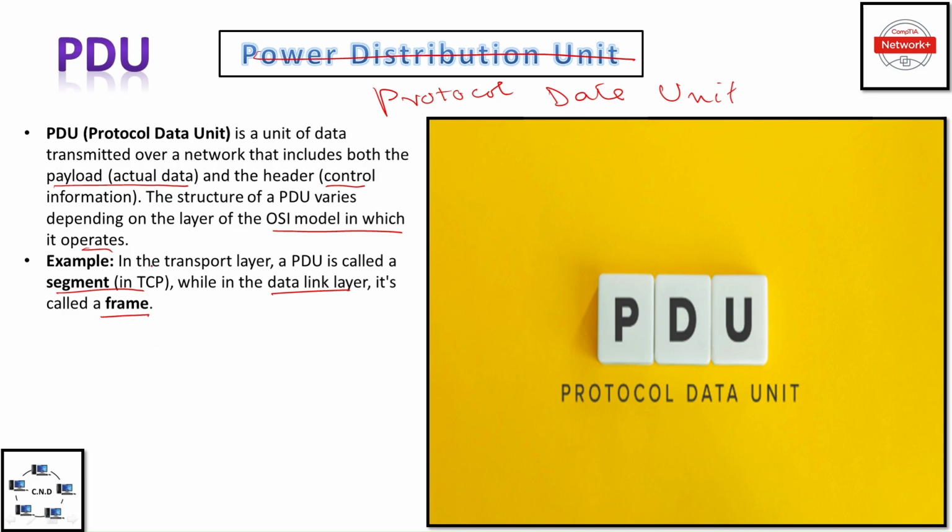While in the network layer, or layer 3, it is called a packet. While overall, the generic name for this is PDU.